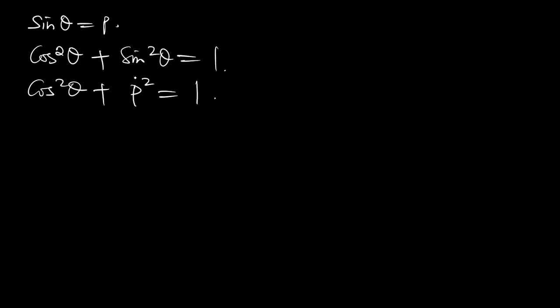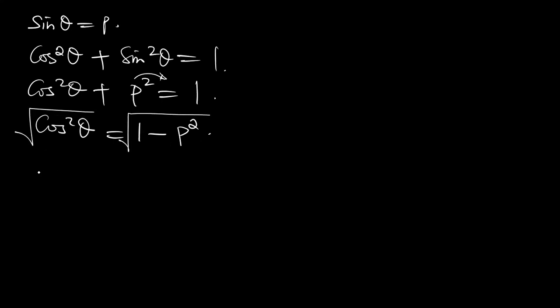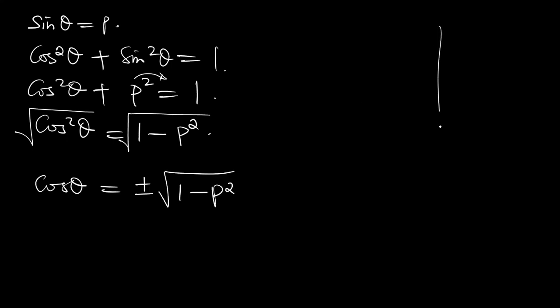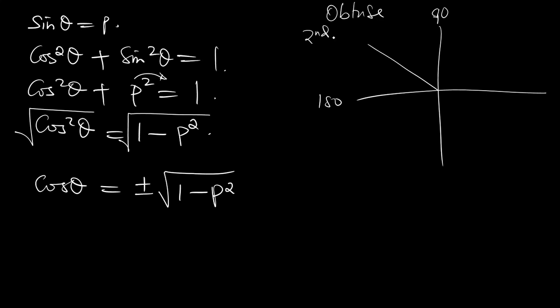Moving this P square to the other side, you now have cos square theta equal to 1 minus P square. Taking the square root of both sides, cos theta will be equal to plus or minus the square root of 1 minus P square. Since it is an obtuse angle, which is greater than 90 but less than 180, it falls on the second quadrant.